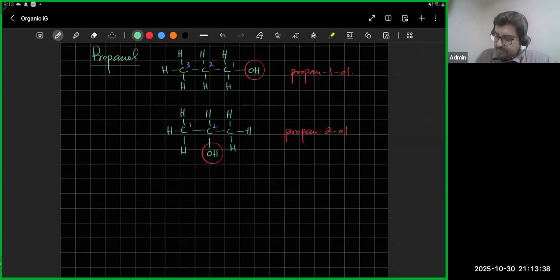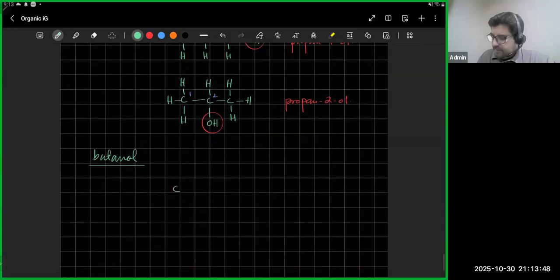So propanol has two different versions. One is propan 1-ol, the other one is propan 2-ol. And similarly, butanol, that's the one that has four carbon atoms, will also have different versions. So it also has two different versions. One is that the OH could be on the end, or the other version is the OH could be in the middle, right? So the OH could be on the right side, or it could be in the middle.